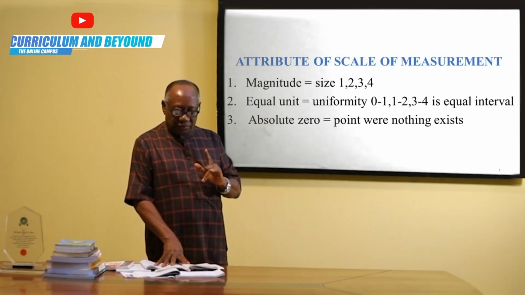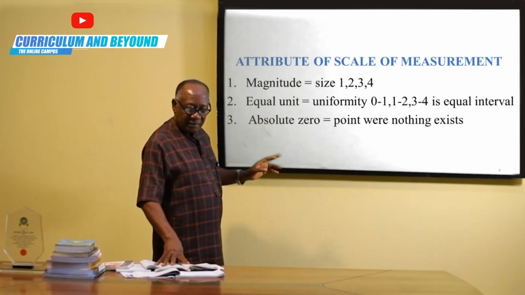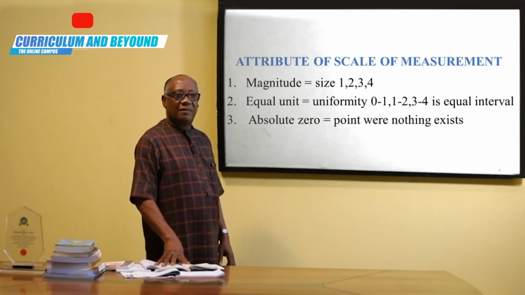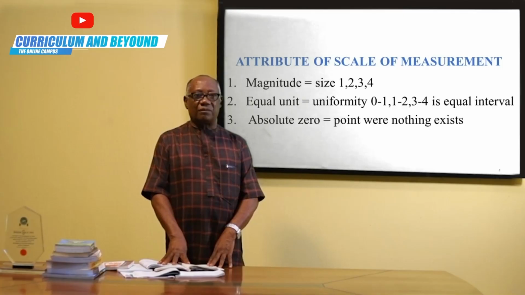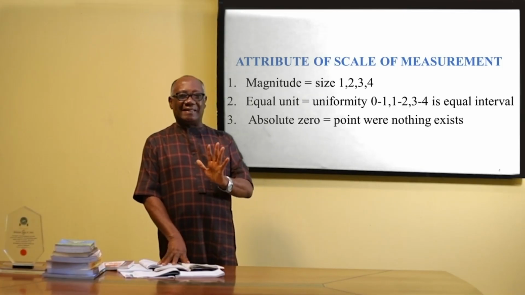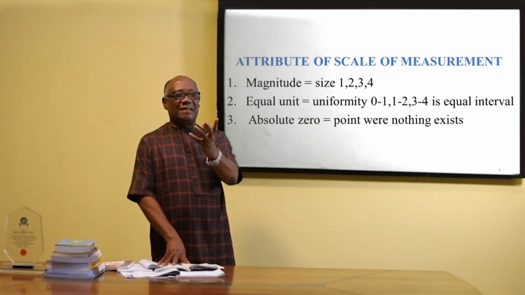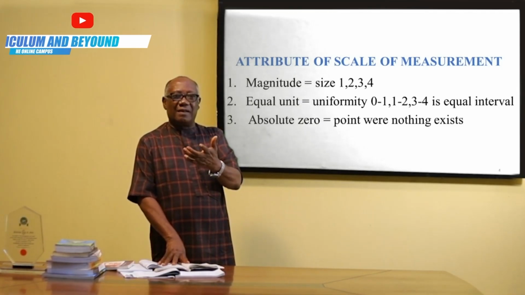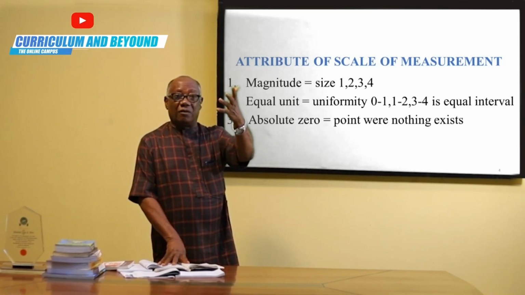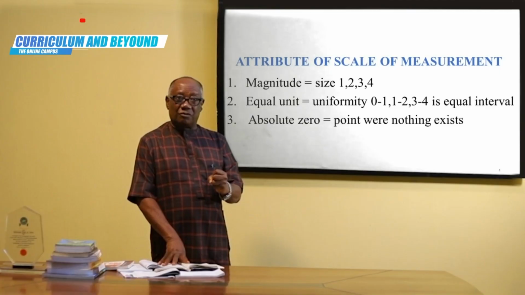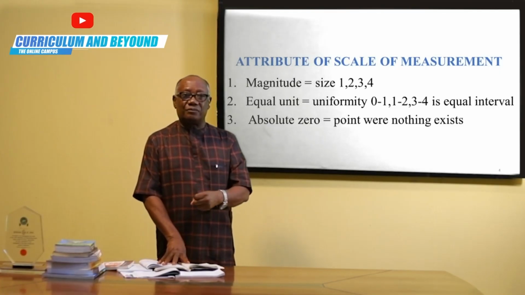One of the attributes is magnitude. The second one is equal units, and the third one is absolute zero. Now, magnitude means size. 1, 2, 3. Remember, the data you collect using your instrument can yield numerical values of 1, 2, 3, 4. These are called magnitude.